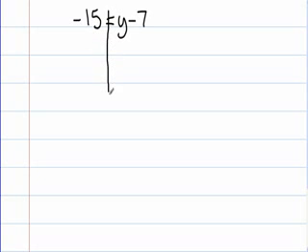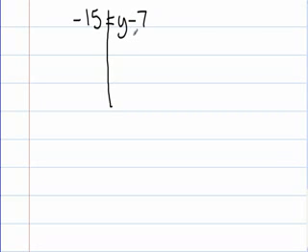Let's start with the equation. Negative 15 equals y minus 7. Well, if you look at the equation, on the right side of our equation, we have our variable, and we're subtracting 7 from it. So this is where we're going to start.